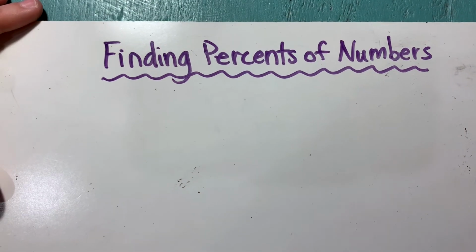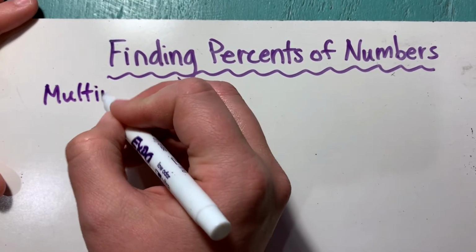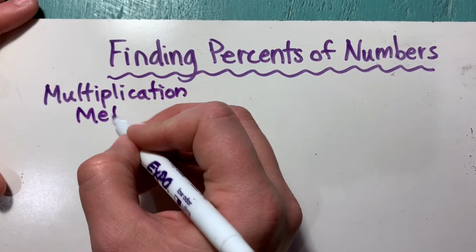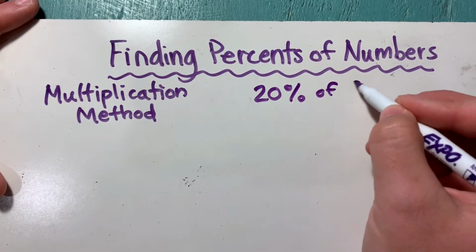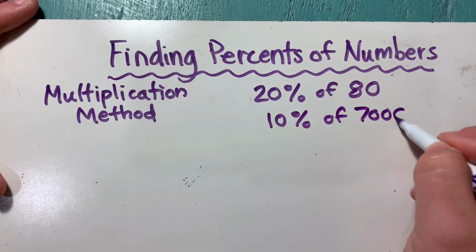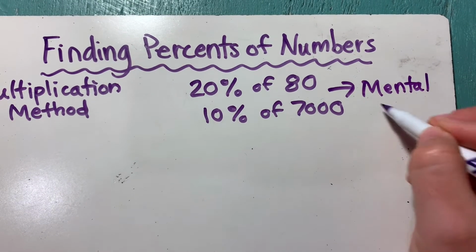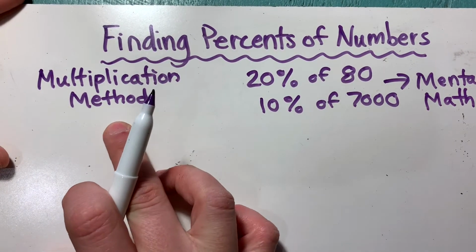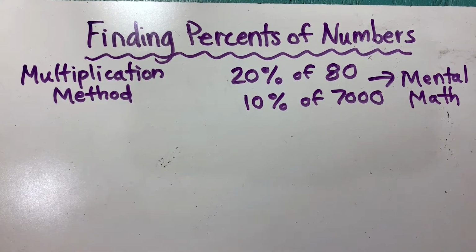Today we're going to find percents of numbers. We're going to do this using what I like to call the multiplication method. If you want to find really easy percents of numbers, like 20% of 80 or 10% of 7,000, I would suggest using mental math. Mental math is awesome, but you can also use the multiplication method to find these percentages. So I'm going to show you how we're going to do that.